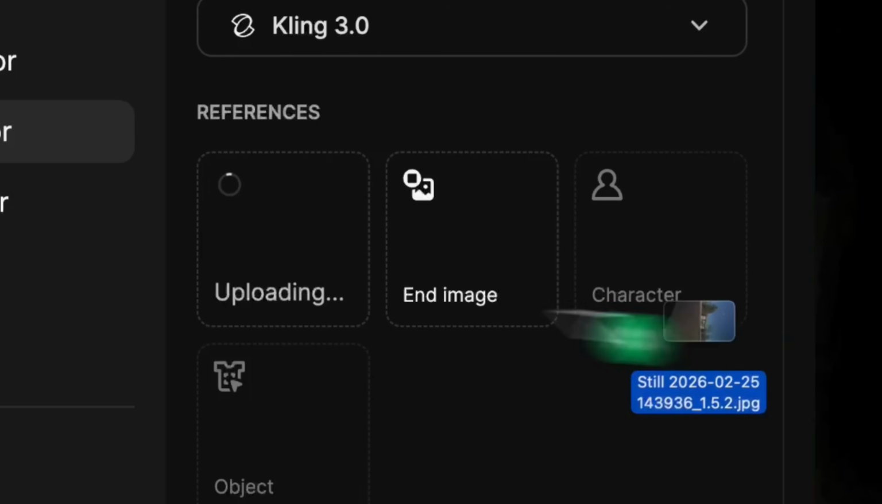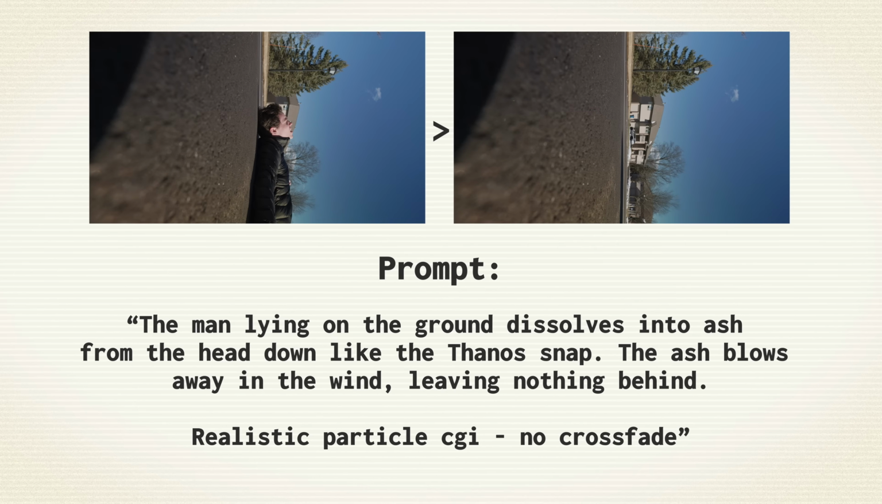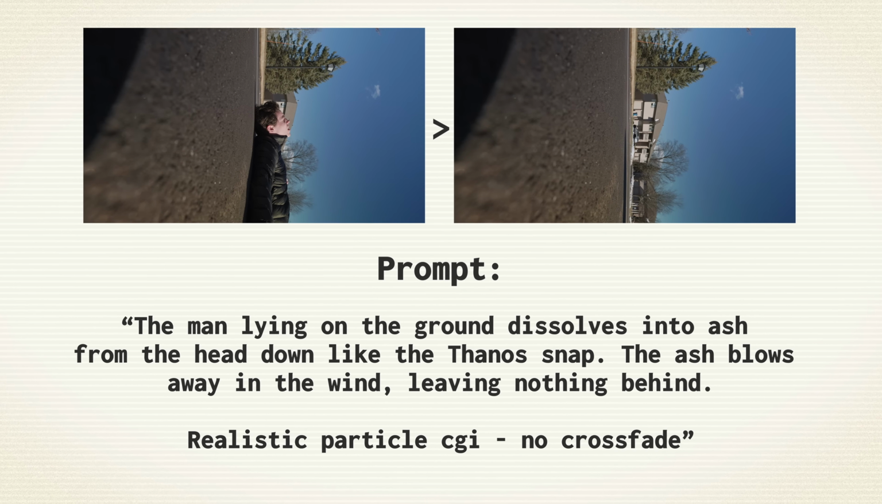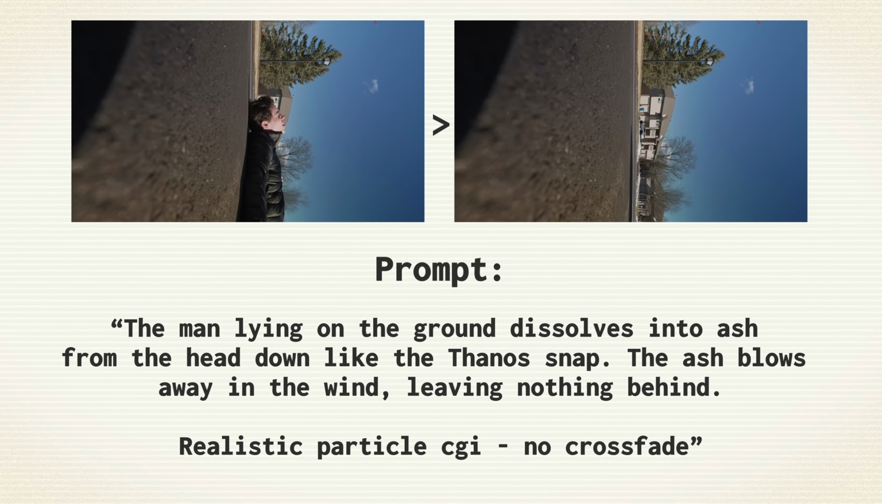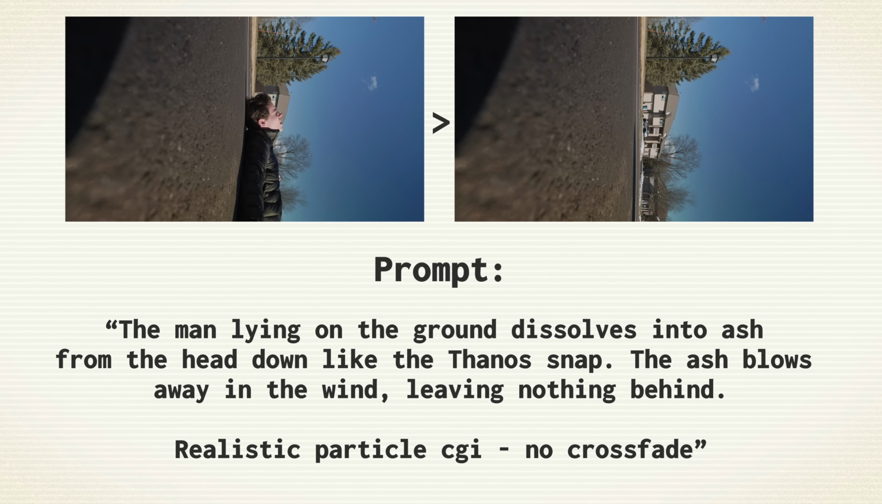Import these into Kling 3.0 and enter this prompt. The man lying on the ground dissolves into ash from the head down like the Thanos snap. The ash blows away in the wind, leaving nothing behind. Realistic particle CGI, no crossfade.